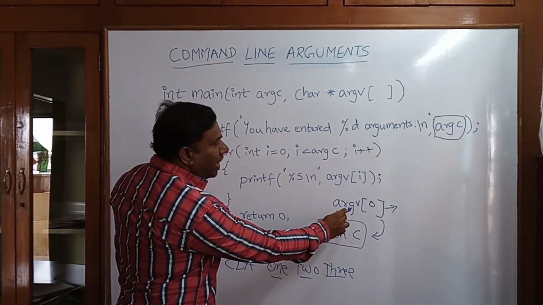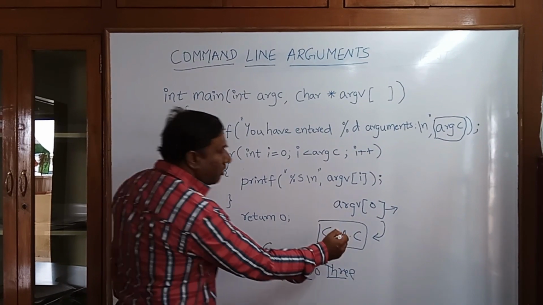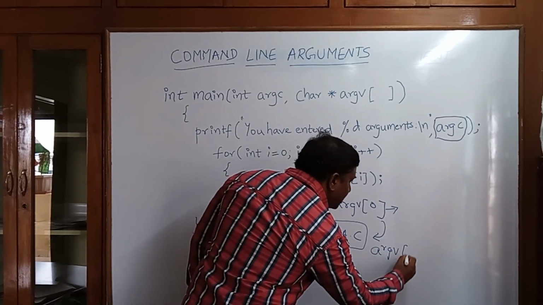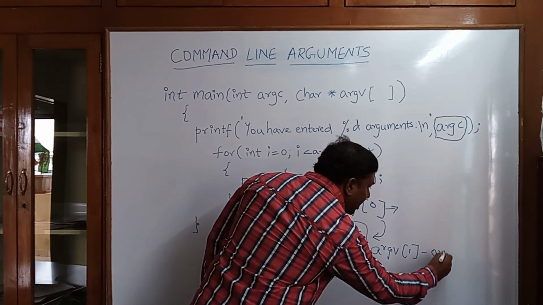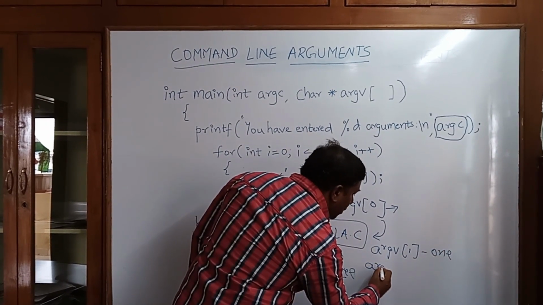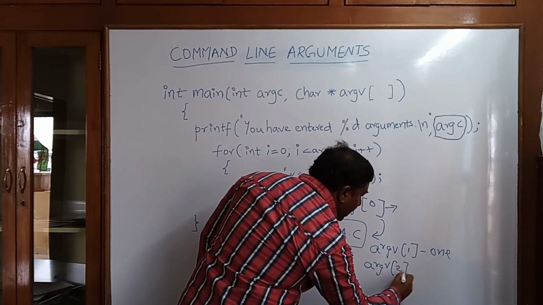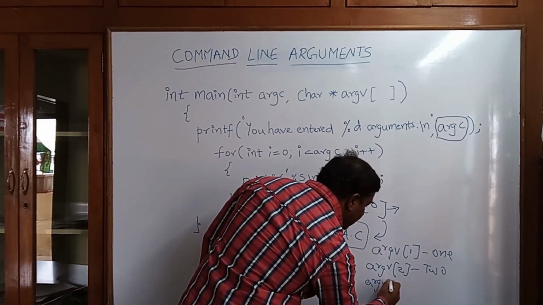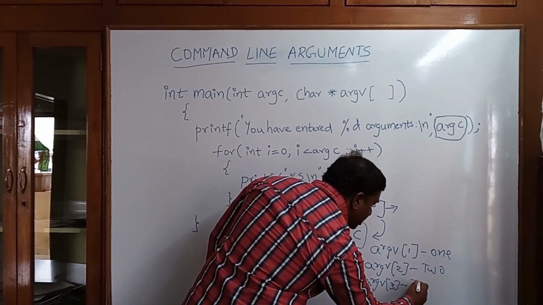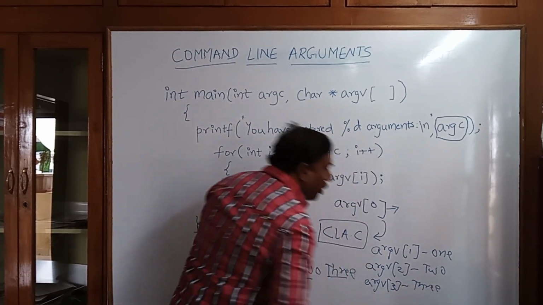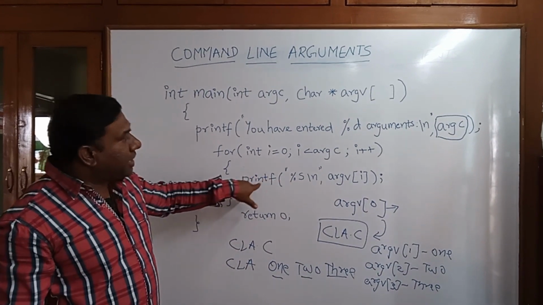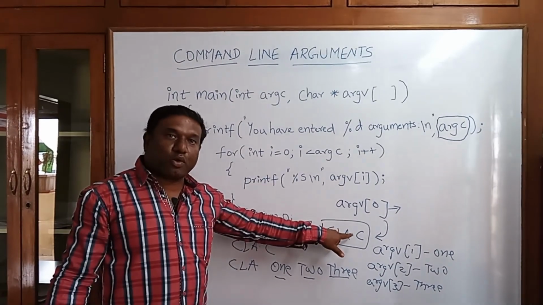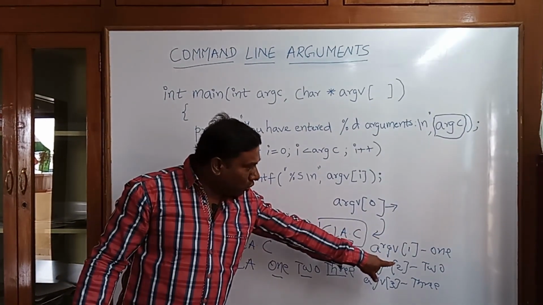Your argv of 0, the first element, will be your program name, and argv of 1 is nothing but your first command line argument, that is 1. The next one is argv of 2, which is 2. Similarly, argv of 3 is your third command line argument. So the outcome of this program is the first element, cla.c, the program name, and next 1, 2, 3.